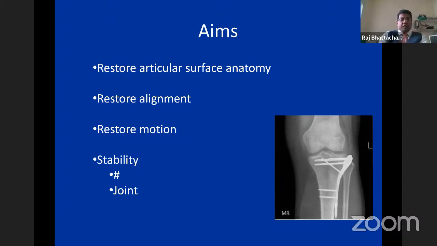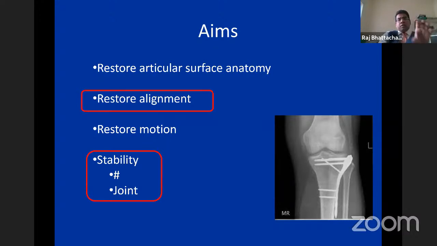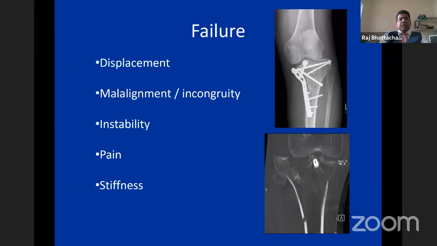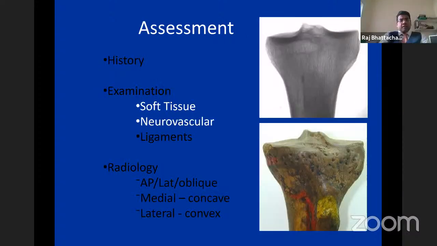So for me, the main aim of dealing with this fracture is to restore the anatomy, articular surface, but actually for me, the key is more about restoring the alignment and restoring the stability. The articular surface anatomy, you can get as pedantic about it as you can, but I think unless you have these two sorted, you're not going to get a good result. Failure can take various forms. You can have all of these things: displacement, malalignment, instability. Of course, pain and stiffness are very relative terms, but for the patient, if they have those, they consider it a failure. It doesn't matter how good the fixation is.